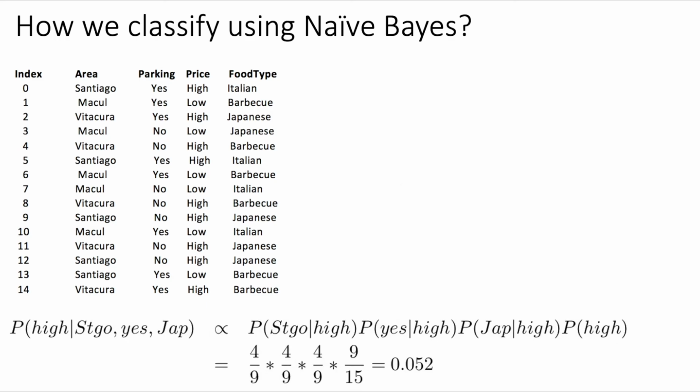So comparing, we realize that the probability of price equal to high is bigger. So we can tell that the naive Bayes classifier is classifying this input data point into price equal high.